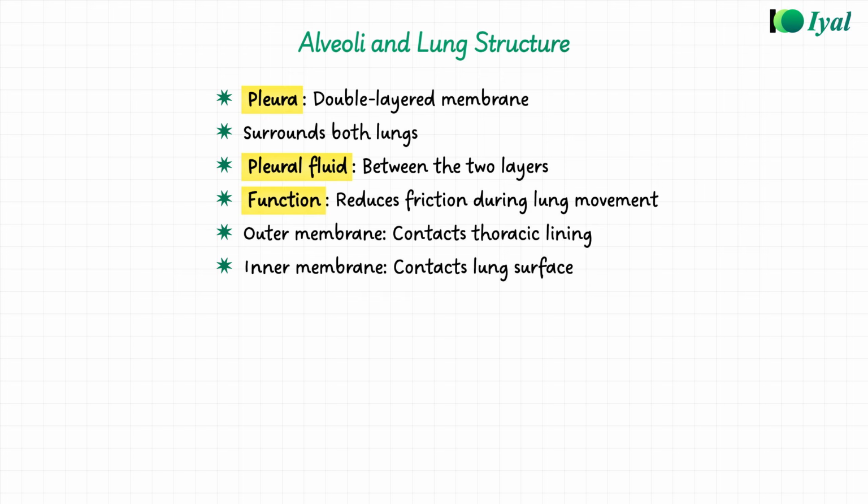When your lungs move during breathing, they rub against the chest wall. If there was no fluid, there would be friction, pain. But the pleural fluid acts like a lubricant, reduces friction. Very smooth movement. The outer pleural membrane touches the thoracic lining. That means the inner wall of the chest cavity. The inner pleural membrane directly touches the lung surface.